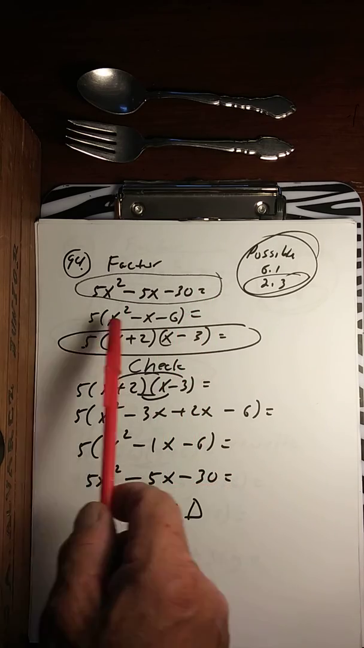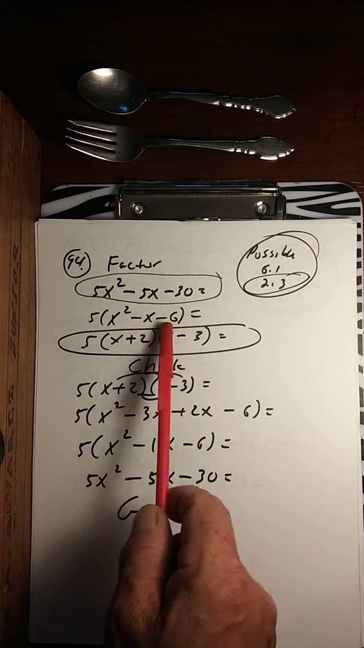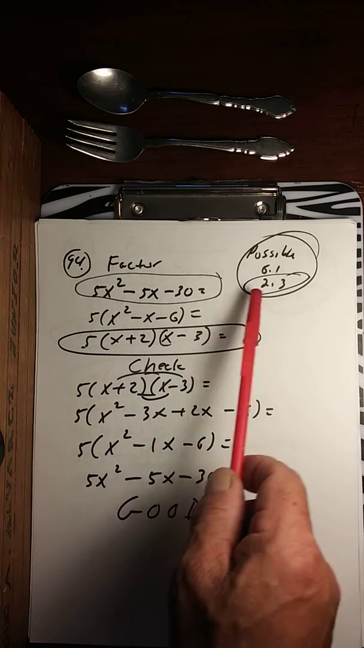Factor this one. Take out the greatest common factor, 5. 5 times that, 5 times that, and 5 times 6 is that. So now this is going to be 6, which is 2 times 3, or 1 times 6.